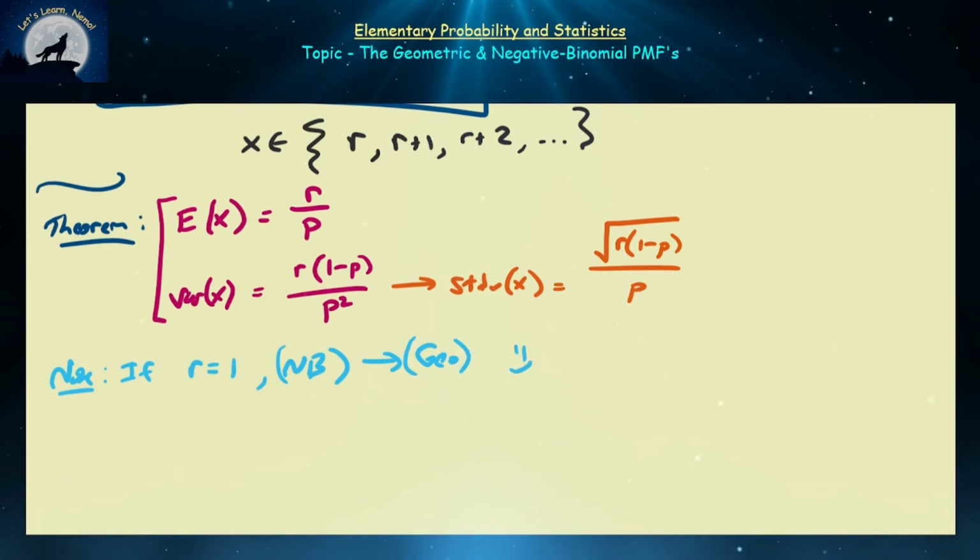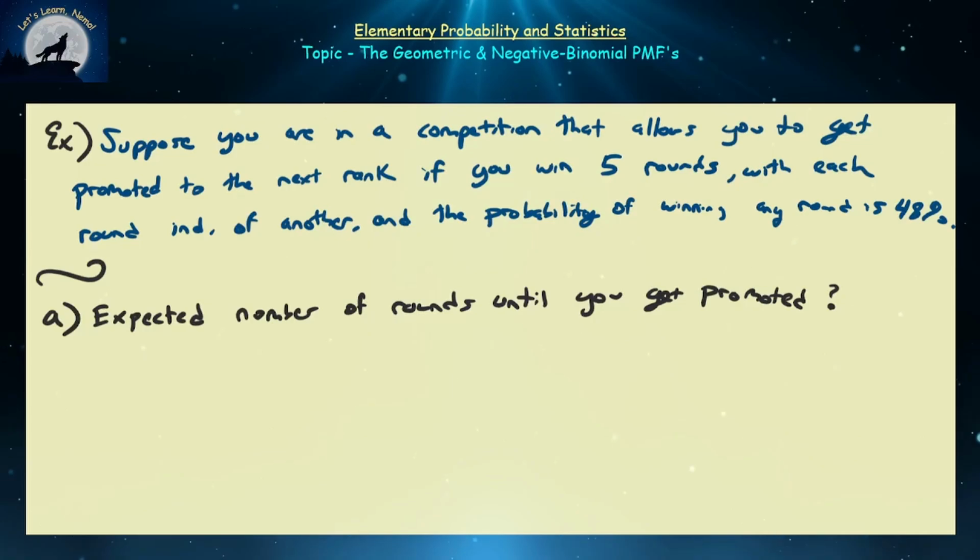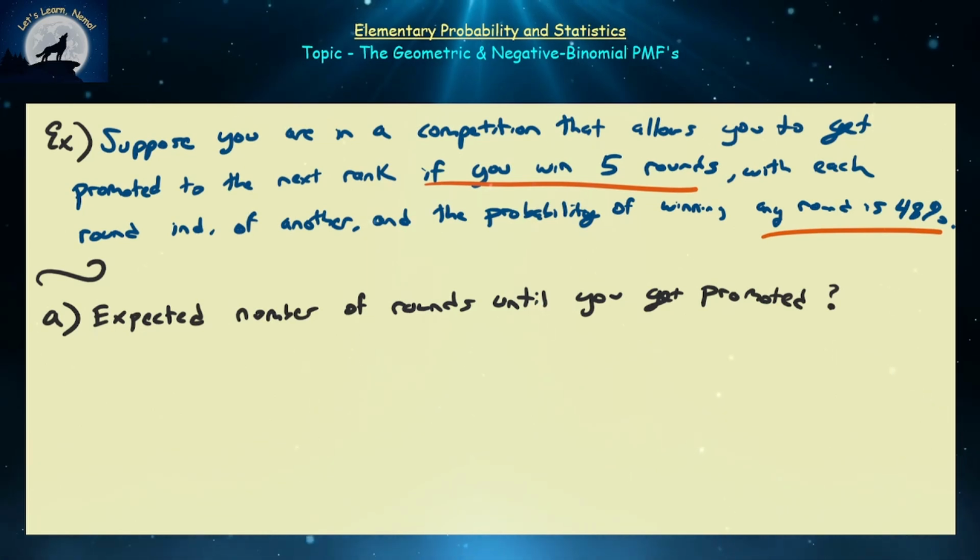So now that we have the theoretical things of the negative binomial built, and we have a probability mass function, let's solve some real-life problems with this distribution. Let's suppose that you are in a competition that allows you to get promoted to the next rank if you win 5 rounds, with each round independent of another, and the probability of winning any round is 48%. What is the expected number of rounds until you get promoted if you start today?